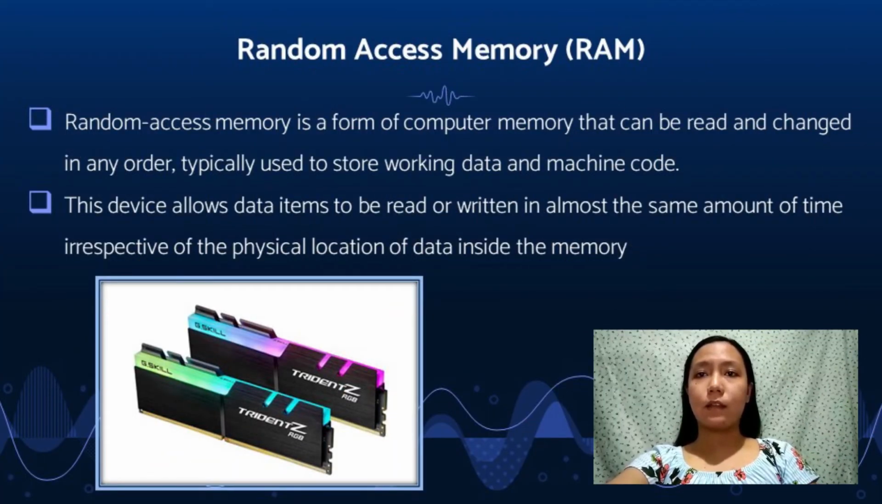RAM is essentially a device's short-term memory. It temporarily stores everything currently running on a device. It is volatile, meaning that once it loses power, it forgets everything.